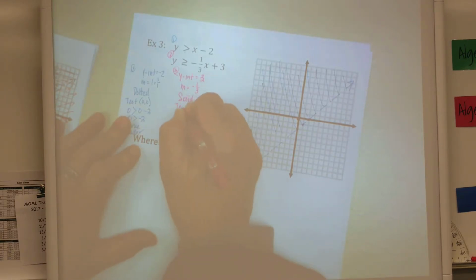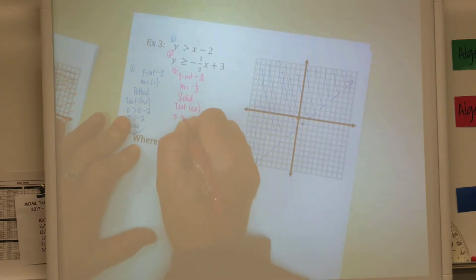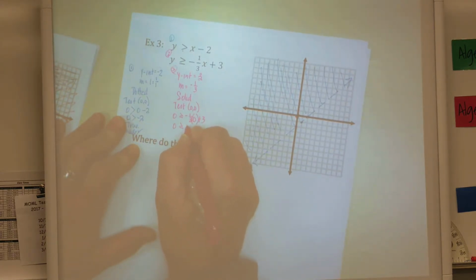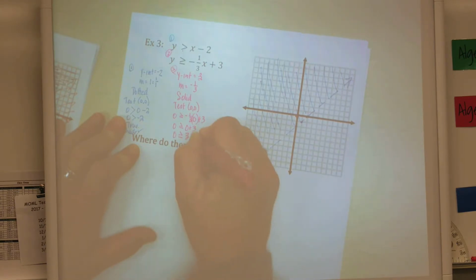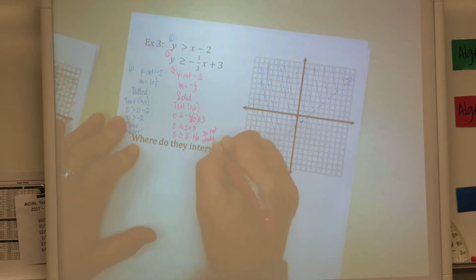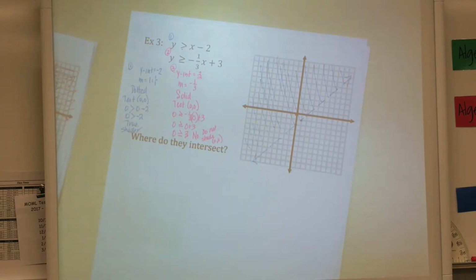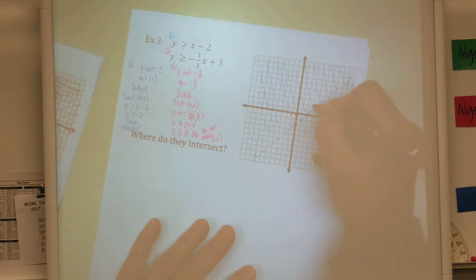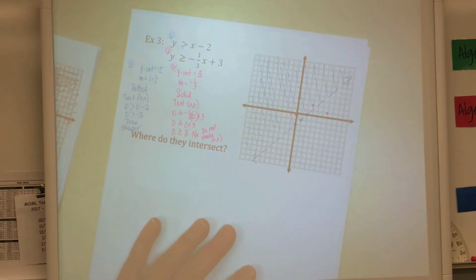And to figure out where I'm going to shade it, I test the point 0, 0. I have 0 is greater than or equal to -1/3 times 0 plus 3. That 0 is greater than or equal to 0 plus 3. Is 0 greater than or equal to +3? No, it's not. So I do not want to shade my test point for the second equation. Okay, so let's get it graphed first. My y-intercept is +3. From that point, I'm going to go down 1 and over 3. I'm going to draw a solid line.